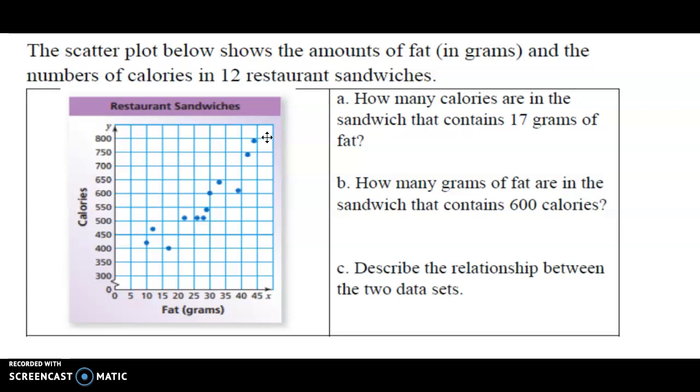So what we want to do is we want to read the graph, find about where 17 grams would be, which is right about here, and look up, and there's a point there at 400 calories, so that would be our answer to letter A. B, how many grams of fat are in a sandwich that contains 600 calories? So we're going to go to our graph, go to 600, and find out how many grams it has. There we go. That would be 30 grams of fat.